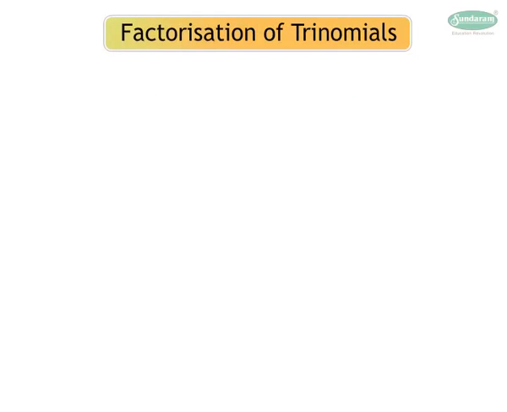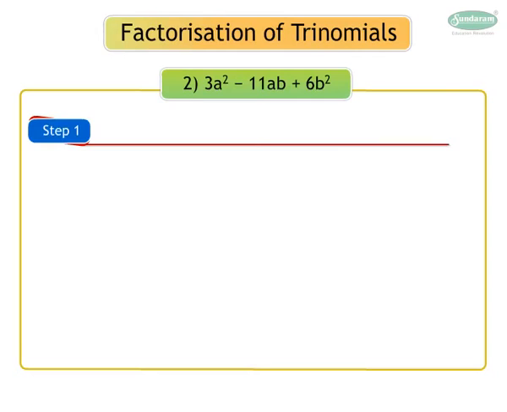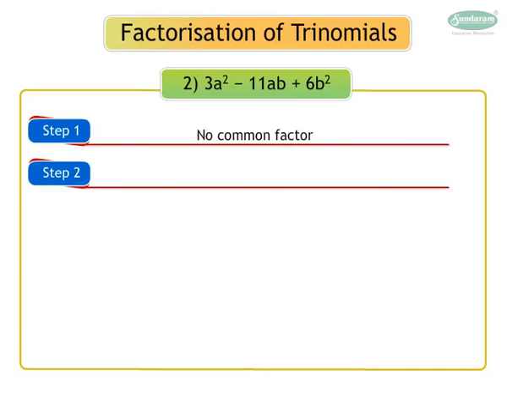Let us factorize the trinomial question 2. 3a² - 11ab + 6b². Step 1 is to see a common factor. No common factor, so we go ahead. Step 2 is to see whether we can apply an identity. We cannot apply any of the identity.